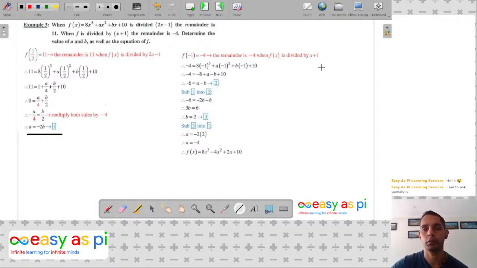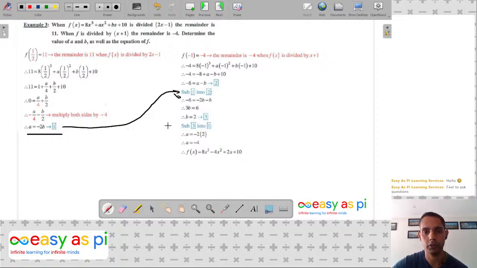Then you would have done the same thing. Remember, we work out f at minus 1 is equal to minus 4, and then you would have gotten this equation: minus 6 is equal to a minus b. But remember, we know a is minus 2b, so you would have substituted it right there. And so you get minus 6 is equal to minus 2b minus b, and of course, in that case, you get b is equal to 2.